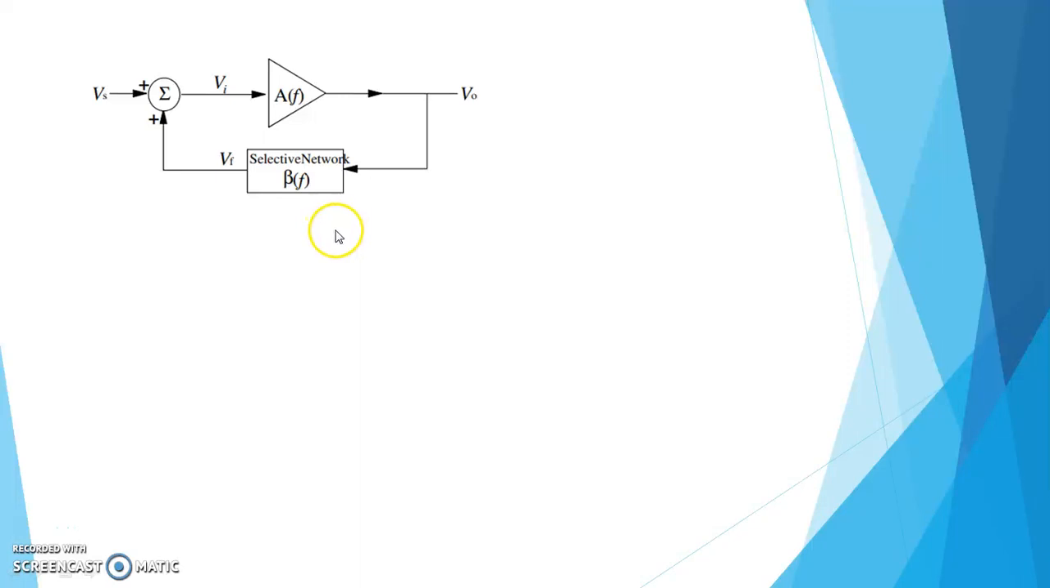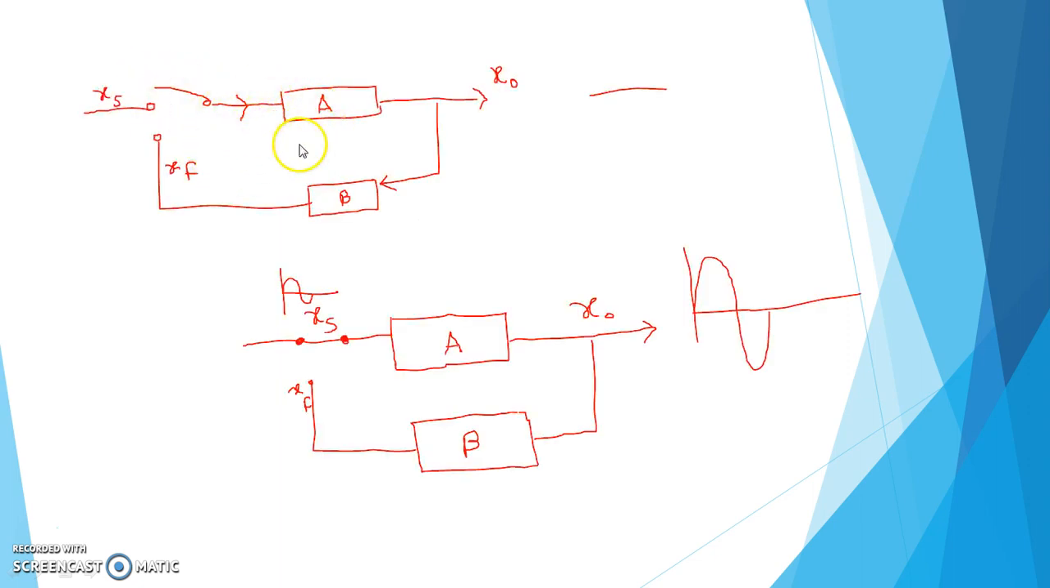Hello friends, in our previous video I gave one realization of the positive feedback and the oscillation created from the Barkhausen criteria by one switch concept. Basically, we replaced this summation block by one switch and got this diagram. Initially we connected this switch with the XS, that is the source, and applied one full cycle of the small input waveform, and then we got one large output waveform.